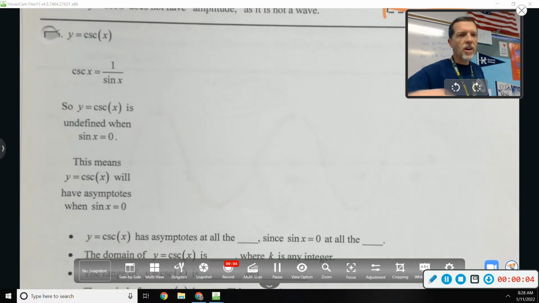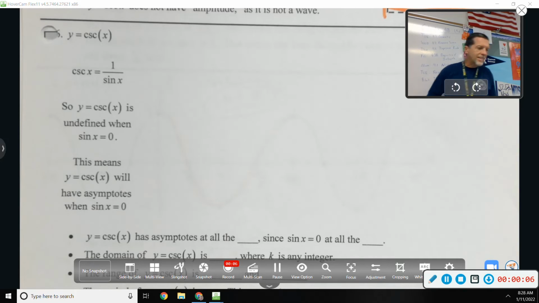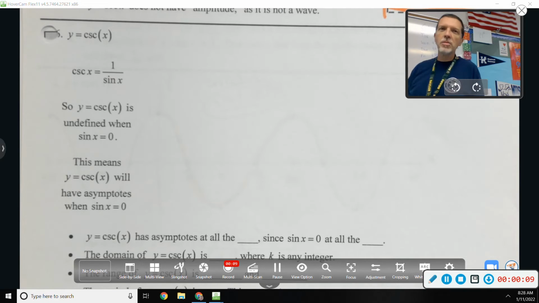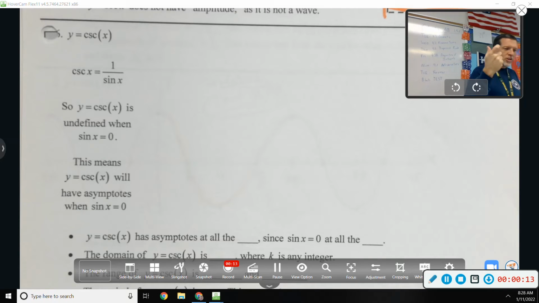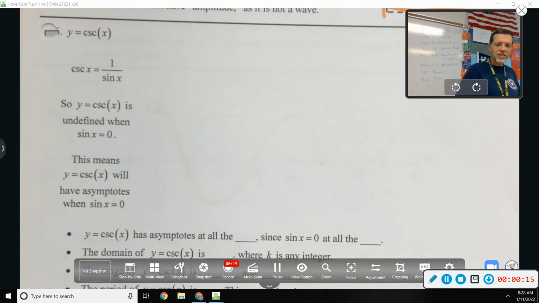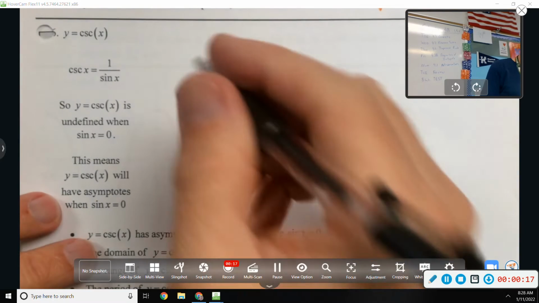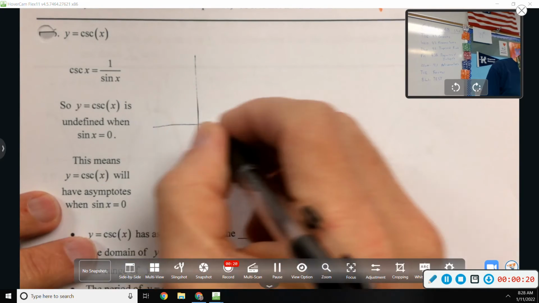All right, so let's start by graphing y equals cosecant x. We'll graph it really quick. Some of you already asked, does it work like it's the same relationship secant and cosine have, that cosecant and sine have? And so you graph the sine.